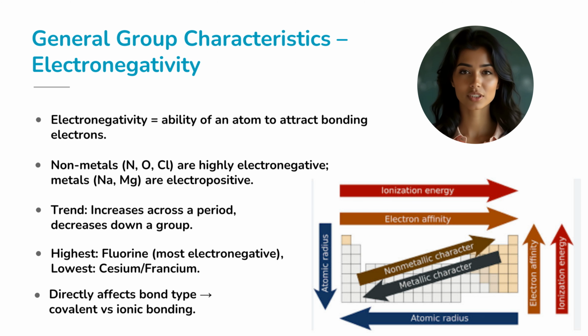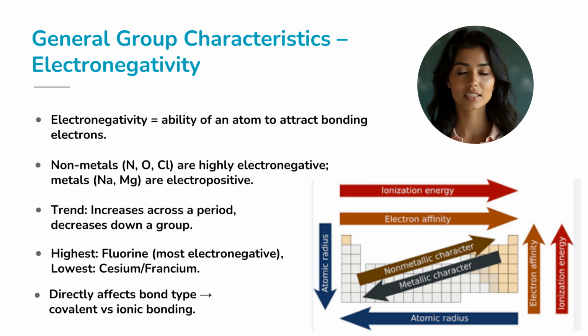Another crucial property is electronegativity, the ability of an atom to pull bonding electrons towards itself. Nonmetals like nitrogen, oxygen, and chlorine are highly electronegative, meaning they strongly attract electrons. Metals, on the other hand, lose electrons easily and are therefore electropositive. Across a period from left to right, electronegativity increases, while down a group it decreases.